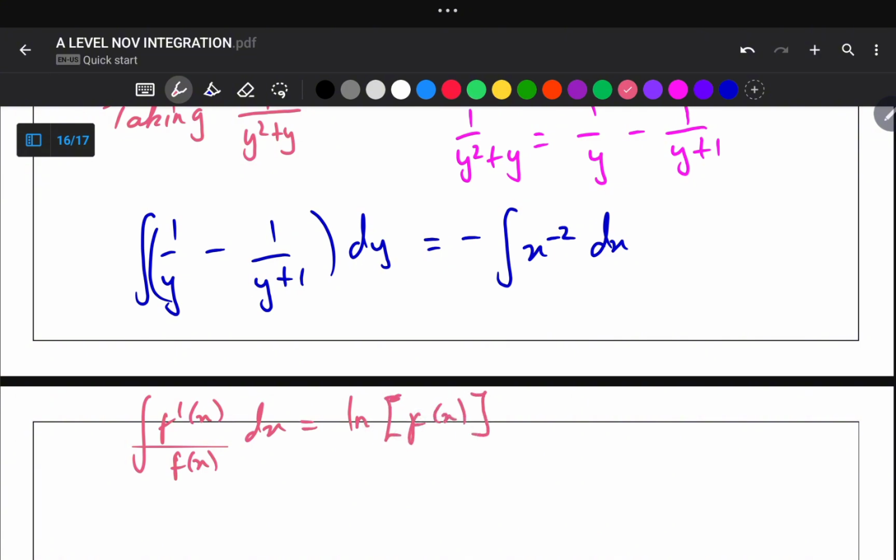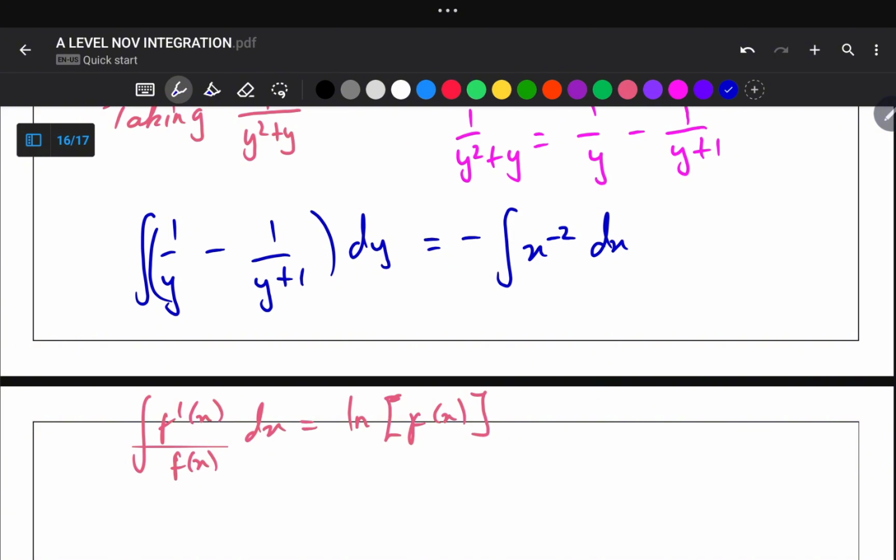So this only works if the numerator is a complete derivative of the denominator. So if we have 1 over y, the derivative of the denominator is 1. So this gives us ln y. So the integral of 1 over y is simply ln y. And also the integral of 1 over y plus 1 is simply equal to ln of y plus 1, because the derivative of y plus 1 is equal to 1.